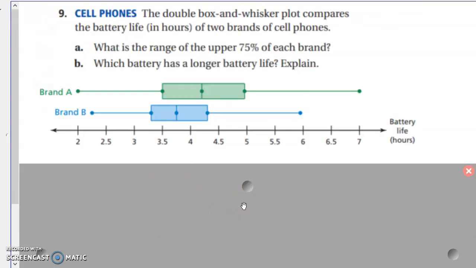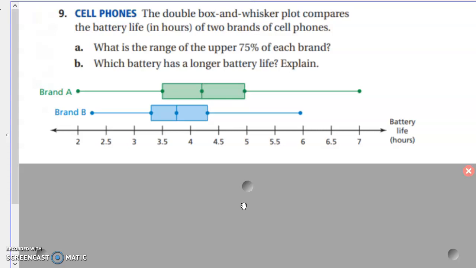Next question here, we are talking about cell phones, and we are comparing brand A and brand B in a double box and whisker plot, and it compares the battery life in hours of two brands of cell phones. So part A says, what is the range of the upper 75% of each brand?